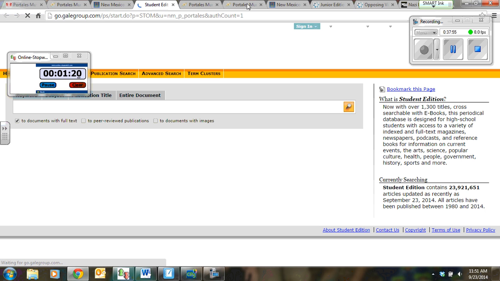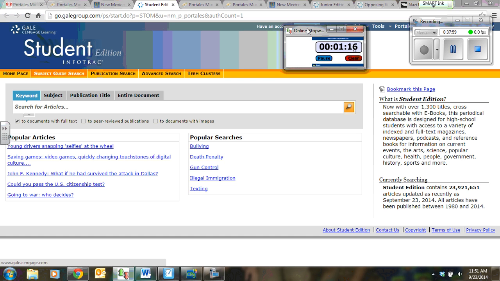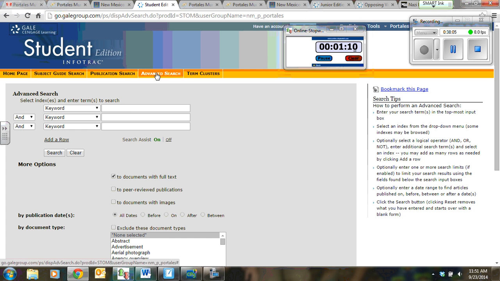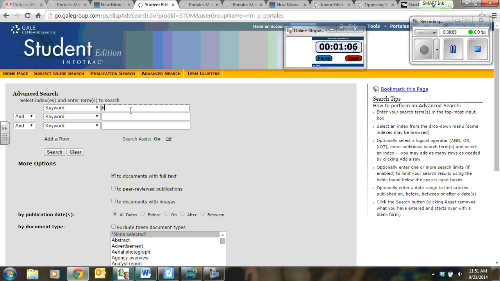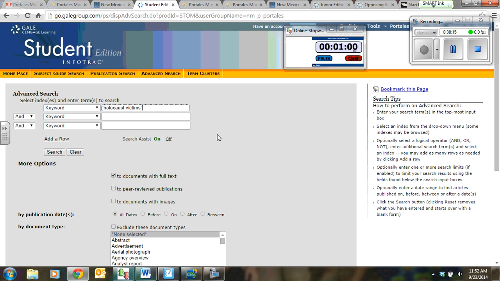Actually, I already have it open, so okay. So here you can see how you can select. Do you want, if we go to the advanced search, and then we put in Holocaust. You can look and see Holocaust victims. Maybe that might be a good one to search. Let's try that. Well, no, let's not. Let's just go back to Holocaust.